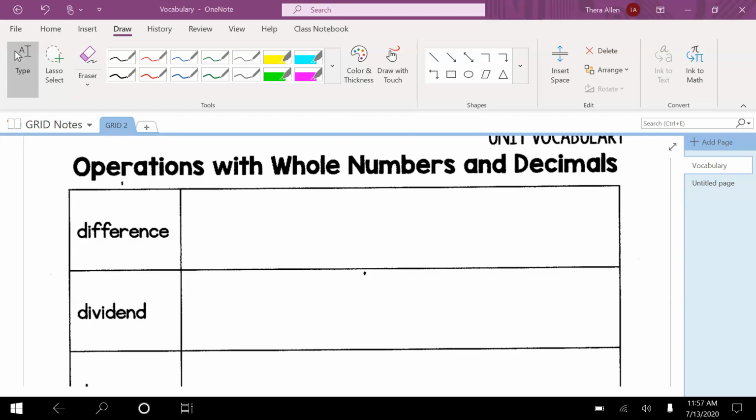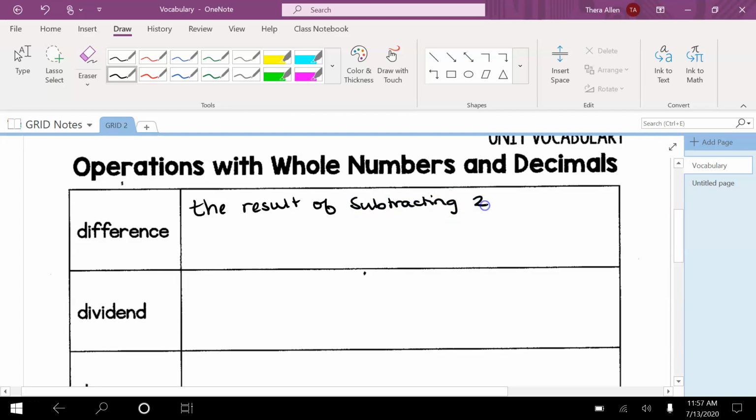What is a difference? You can pause and write this as you go. Difference is the result of subtracting two numbers. And it can be two or more numbers. We're going to just say two numbers. An example is 6 minus 4 equals 2. 2 is the difference.